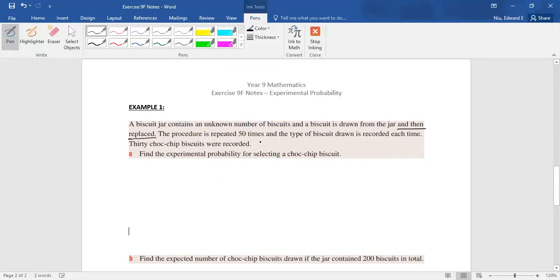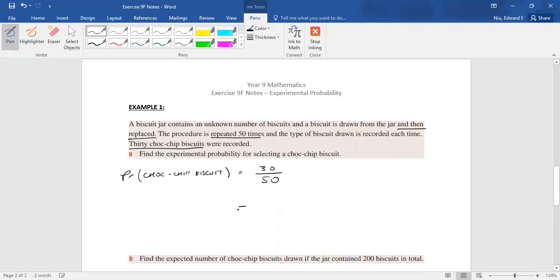The procedure is repeated 50 times, and the type of biscuit drawn is recorded each time. 30 choc chip biscuits were recorded. So we repeated this test 50 times. We got 30 choc chip biscuits. The experimental probability of a choc chip cookie being drawn, or biscuit, is going to be 30 out of 50. All right? Because that's what our experiment showed.